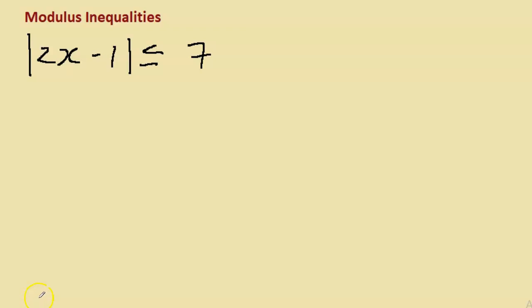Now in this video we'll be looking at solving modulus inequalities. Here we have an inequality: the modulus of 2x minus 1 is less than or equal to 7. One important thing to understand about modulus.